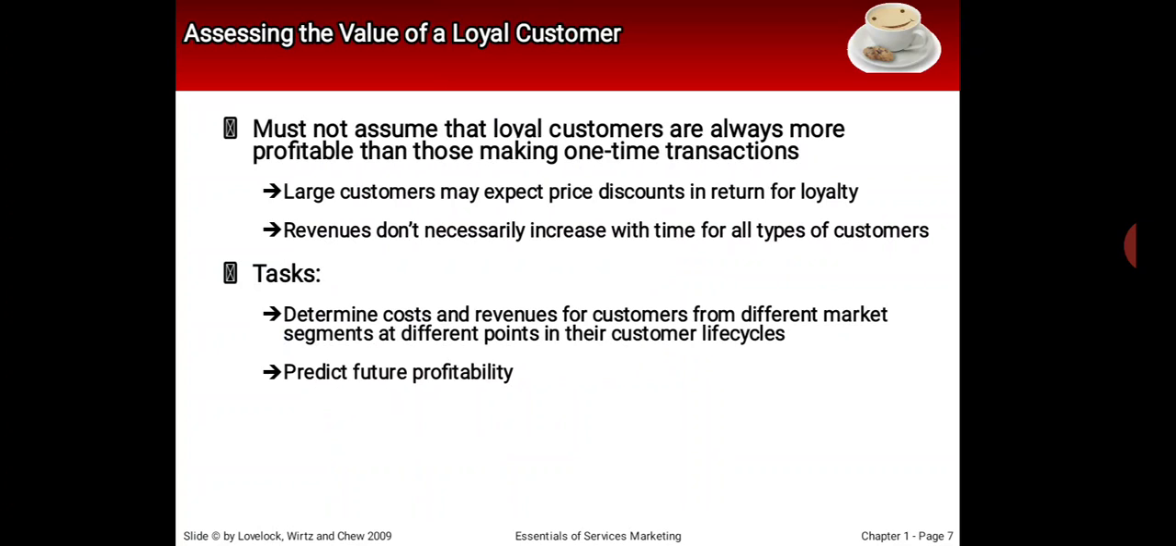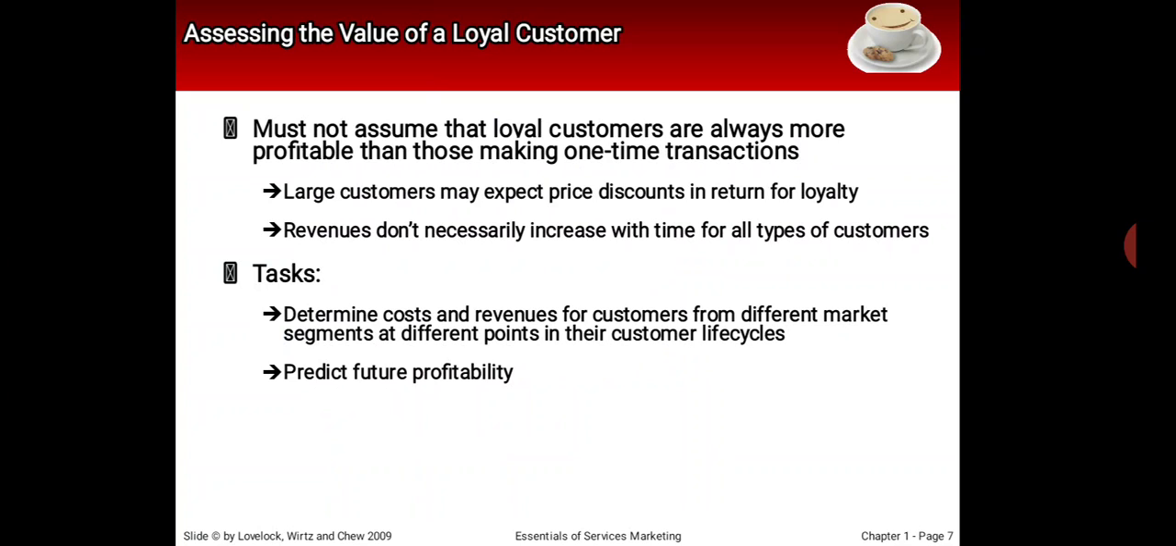Assessing the value of loyal customers. We must not assume that loyal customers are always more profitable than those making one-time transactions. Many times, a single-time customer also consumes a large amount of services and products from an existing company. It means a single transaction is also profitable in comparison to the person who is making so many transactions, but in a small quantity. So it is not mandatory that a loyal customer is always profitable for the firm.